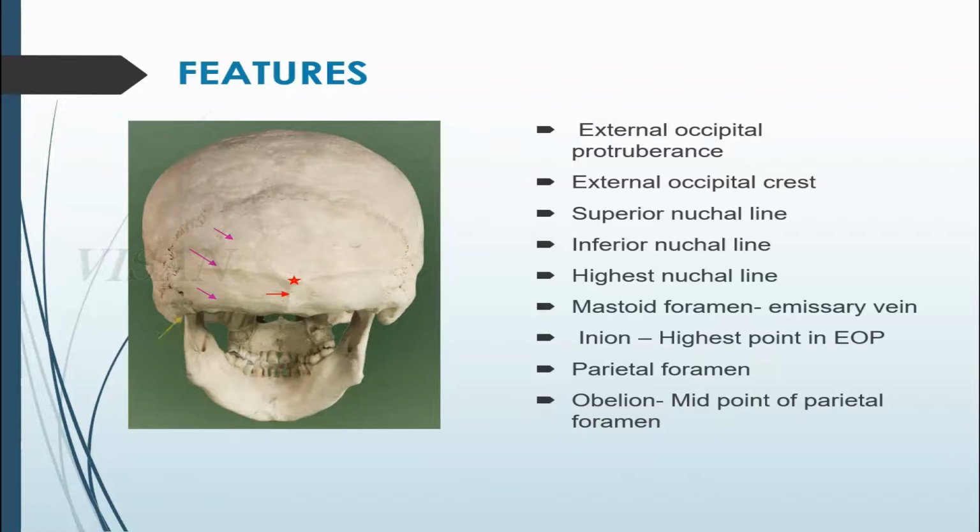Near the mastoid process, we can see the mastoid foramen through which the emissary vein passes. The highest point of the external occipital protuberance is called inion. In the parietal bone, we can see the parietal foramen through which the parietal emissary vein passes. The midpoint of the parietal foramen is called the obelion.